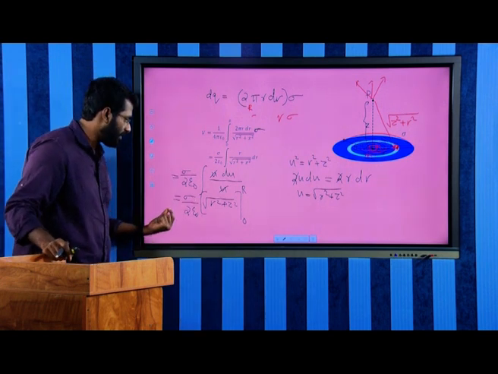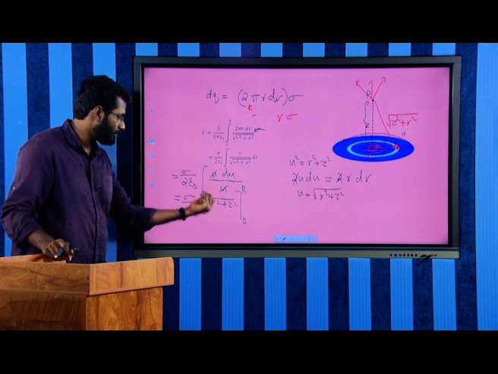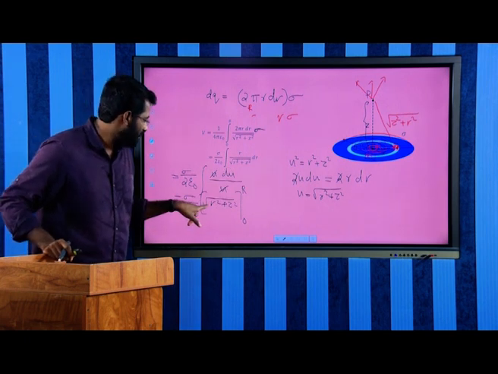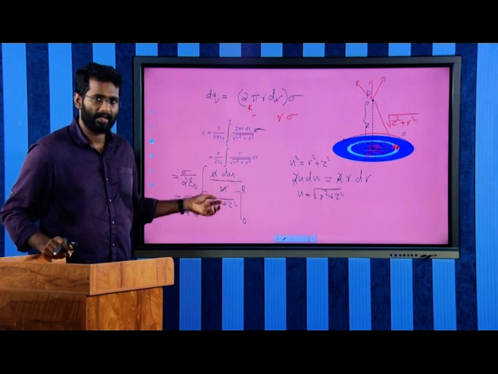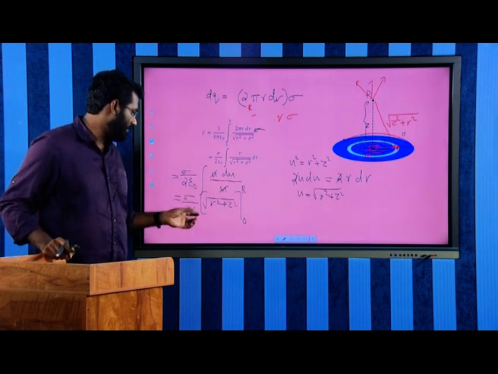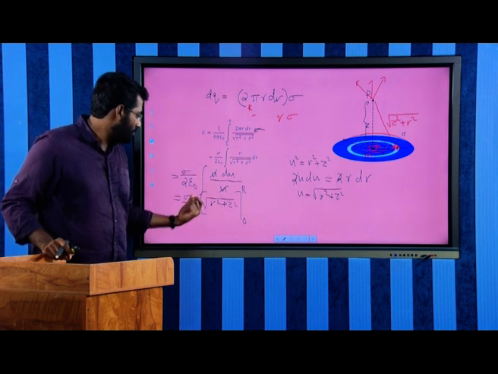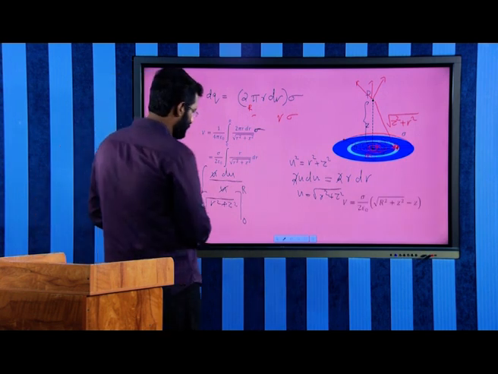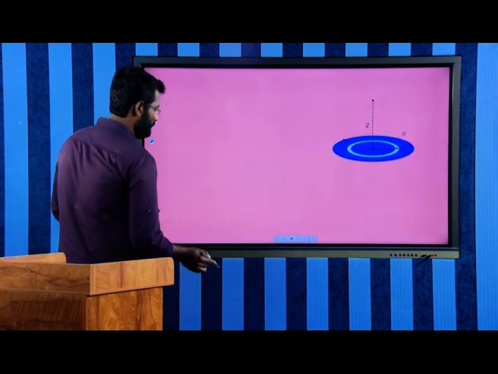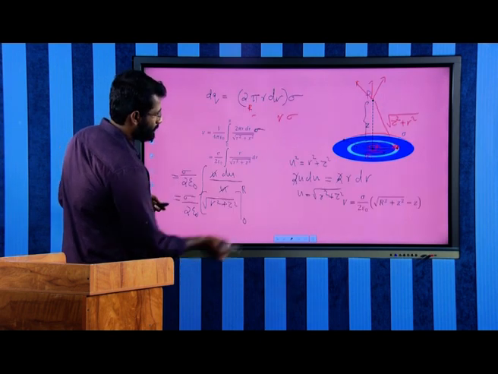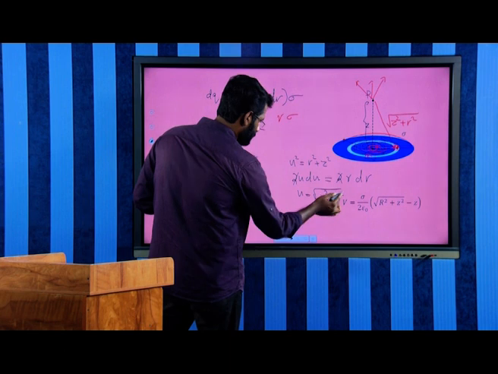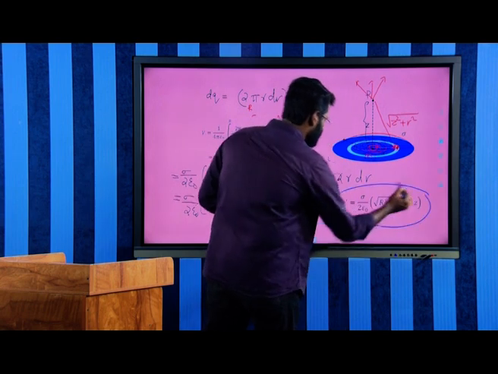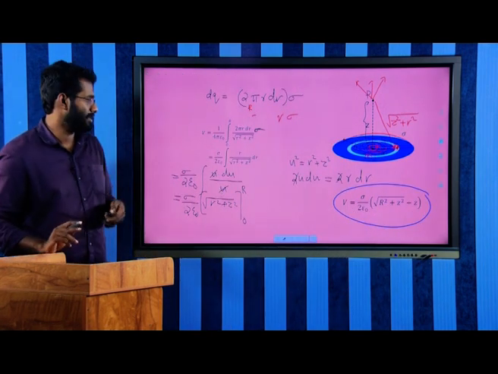Sigma by 2 epsilon 0 will be common, and put the value r, that means root of capital R square plus z square, minus, what is the lower limit? When you put the lower limit, it becomes root of 0 square plus z square, that is root of z square, that is z. So, finally, we get sigma by 2 epsilon 0 into root of capital R square plus z square minus z. Let me write the final answer. Yes, here you have the answer. So, this is the final answer, that is V is equal to sigma by 2 epsilon 0 times root of R square plus z square minus z.